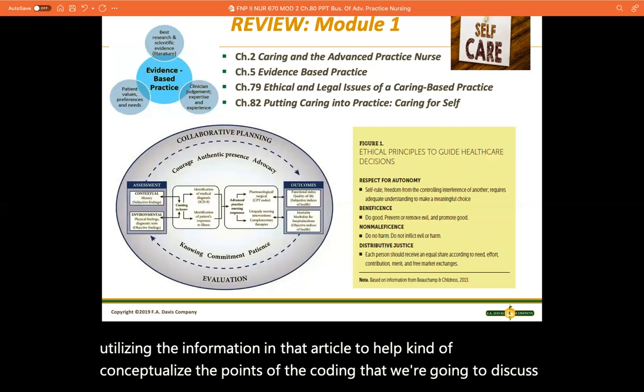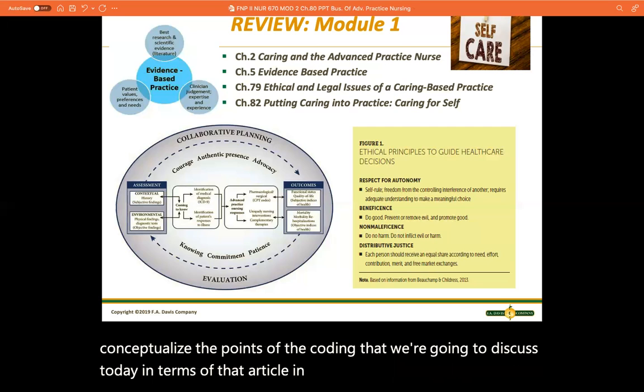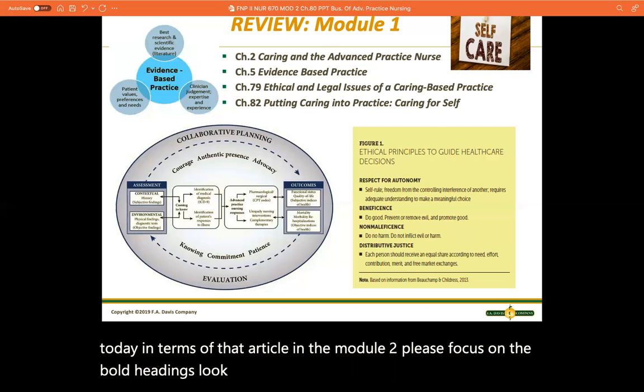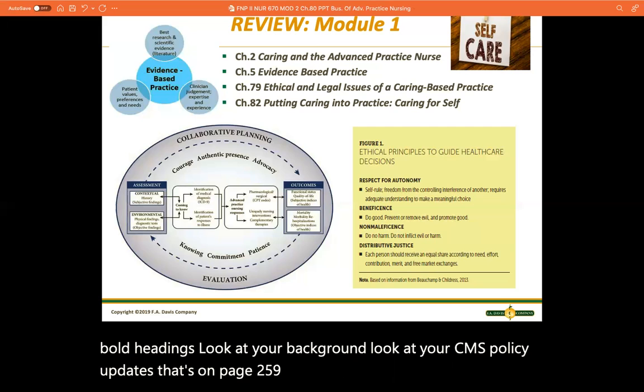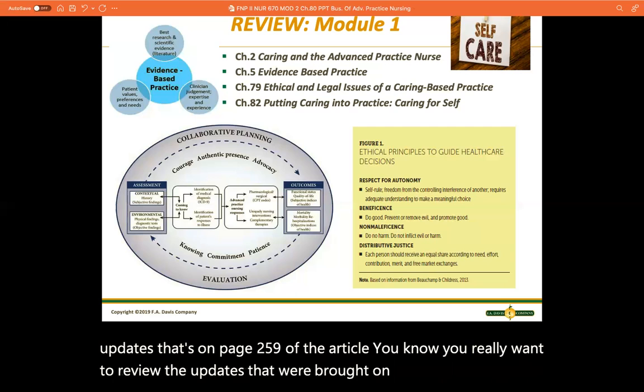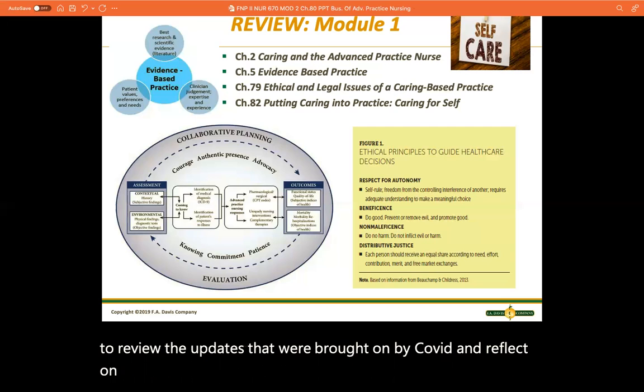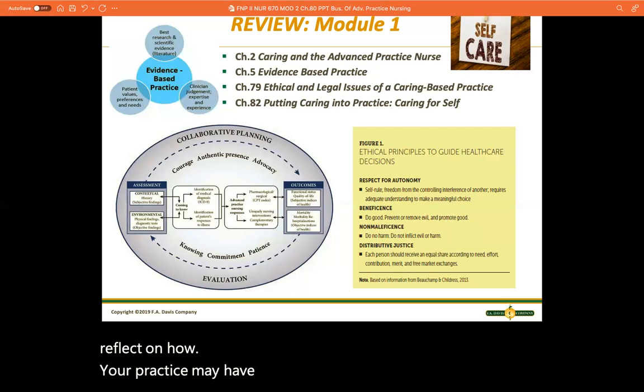In terms of that article in module 2, please focus on the bold headings, look at your background, look at your CMS policy updates. That's on page 259 of the article. You really want to review the updates that were brought on by COVID and reflect on how your practice may have changed in terms of your coding and policy updates within your practice.